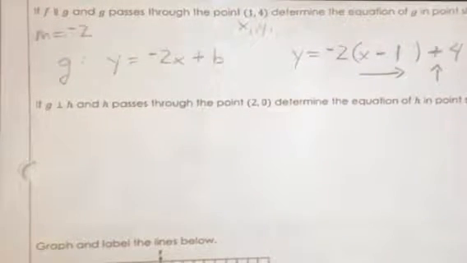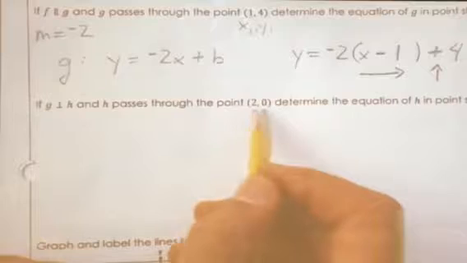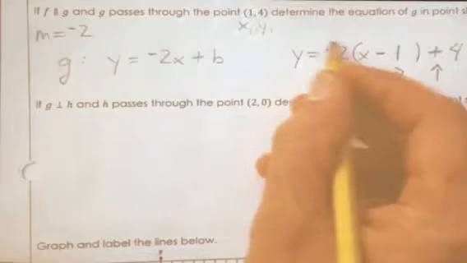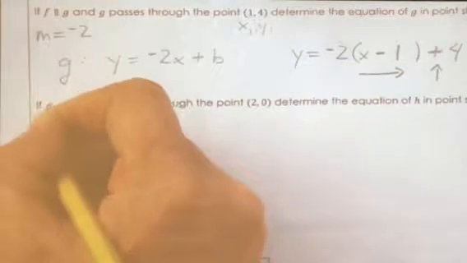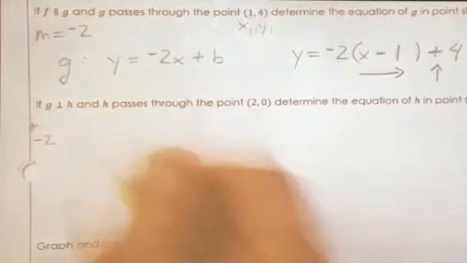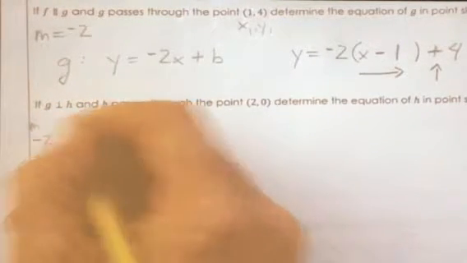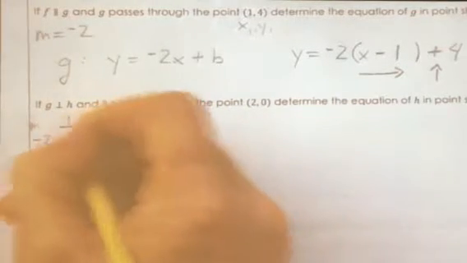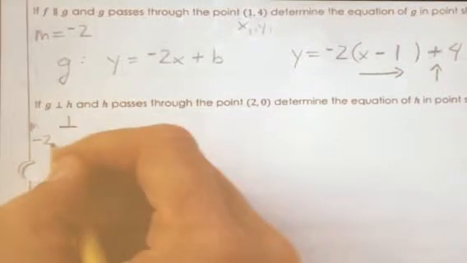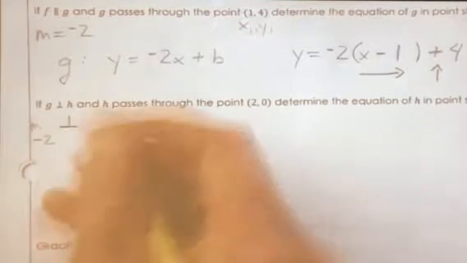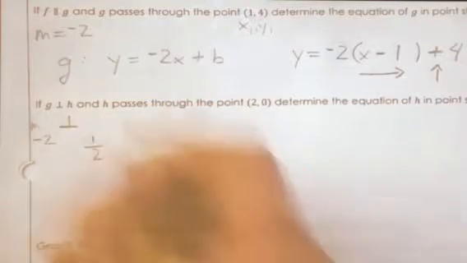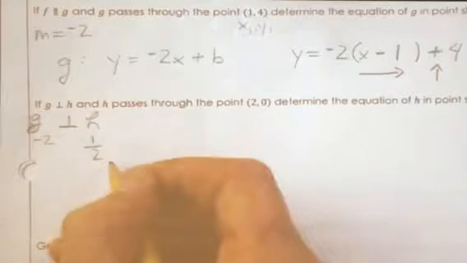G is perpendicular to H and passes through the point 2, 0. Okay, so we have G with y equal slope of negative 2. So for G, we have slope of negative 2. And then for H, we need to do the perpendicular slope. So like before, we need to flip this. 2 over 1 is now 1 over 2. And this negative is now positive. So this was for the slope of G, and now this for the slope of H, positive 1/2.